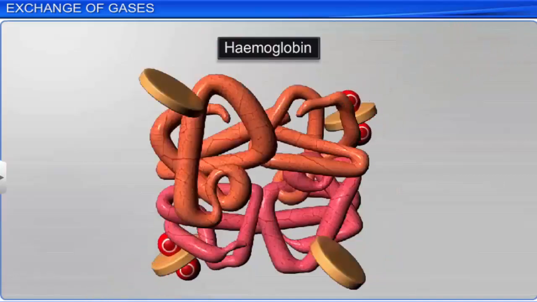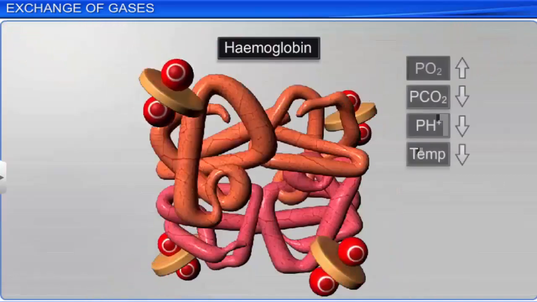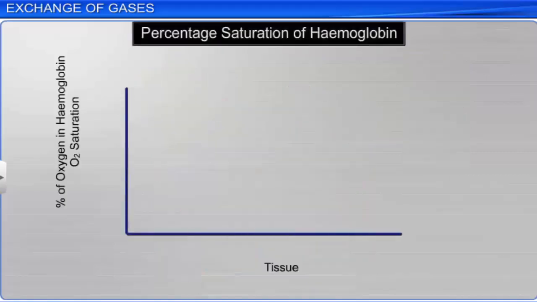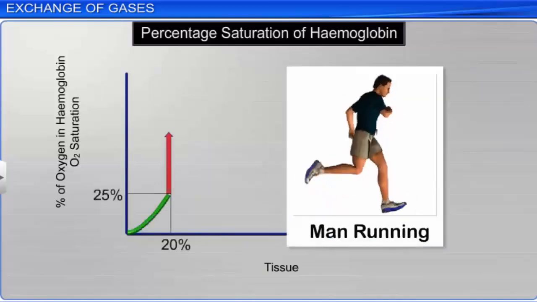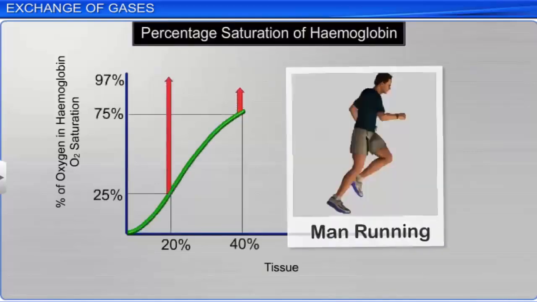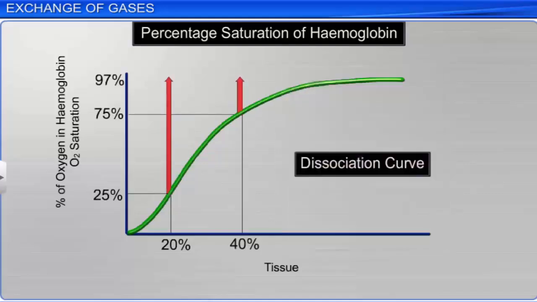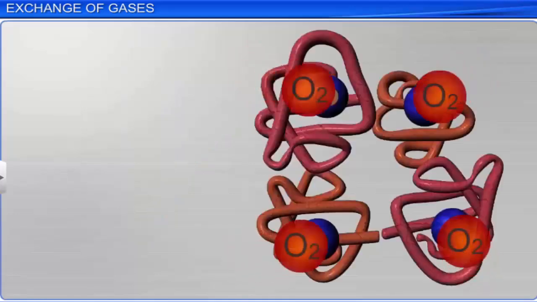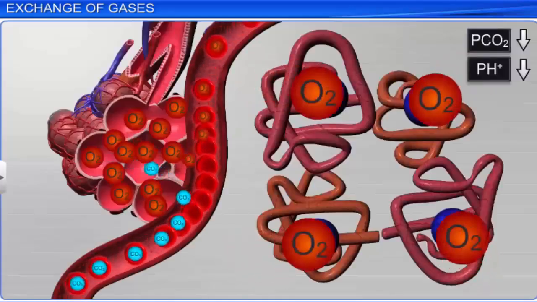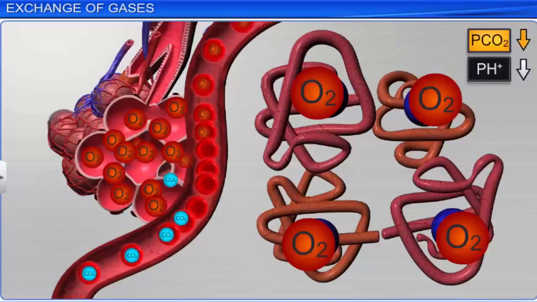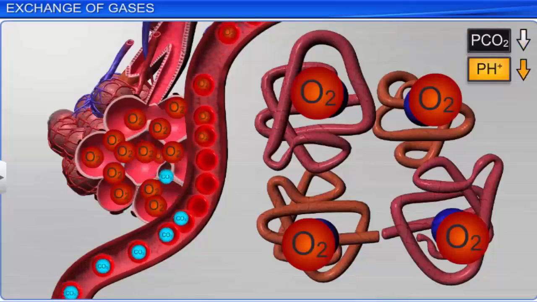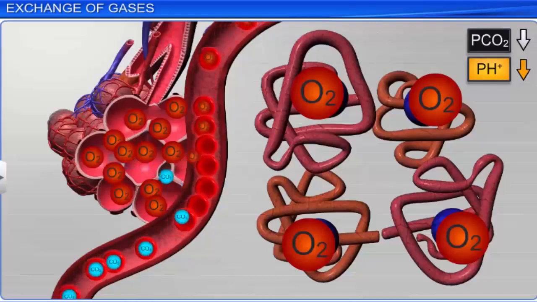The binding of oxygen with hemoglobin is influenced by factors such as partial pressure of oxygen and carbon dioxide, hydrogen ion concentration, and temperature. The percentage saturation of hemoglobin with oxygen, if plotted against the partial pressure of oxygen, results in a sigmoid curve called the oxygen dissociation curve. This curve is used to study the effect of factors such as partial pressure of carbon dioxide and hydrogen ion concentration on the binding of oxygen with hemoglobin.